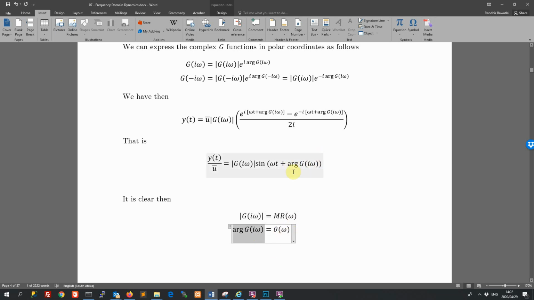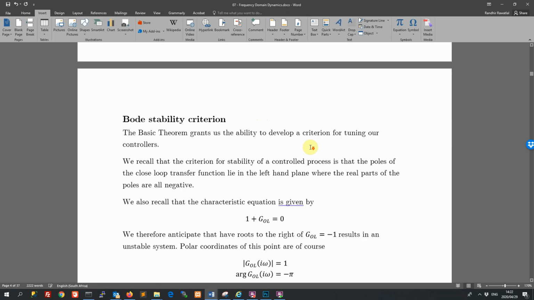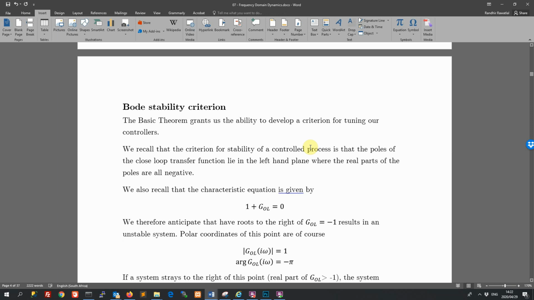So our phase angle is equal to this thing, which is nothing but the angle of the complex number g of I omega. So that's quite a useful and surprising result, that we can get the magnitude ratio at any applied frequency simply by evaluating that function at I omega and taking the magnitude, and the phase angle is the same as the angle of g at I omega. So that's a useful result, and we look at how we can use that in our Bode stability criterion.